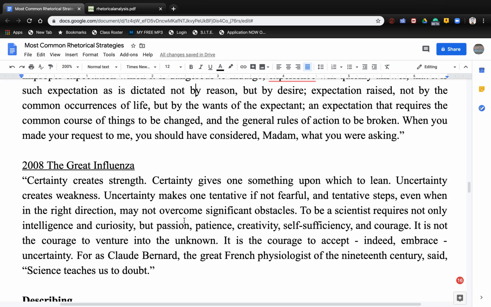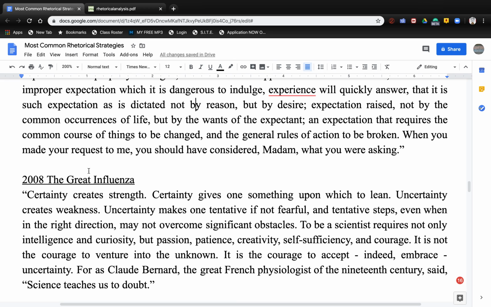So this is another one. So this one is more subtle, right? This one begins with how we already think of the issue, to then change the issue. So certainty creates strength. Certainty gives one something upon which to lean. Uncertainty creates weakness. Uncertainty makes one tentative, if not fearful. And tentative steps, even when in the right direction, may not overcome significant obstacles.